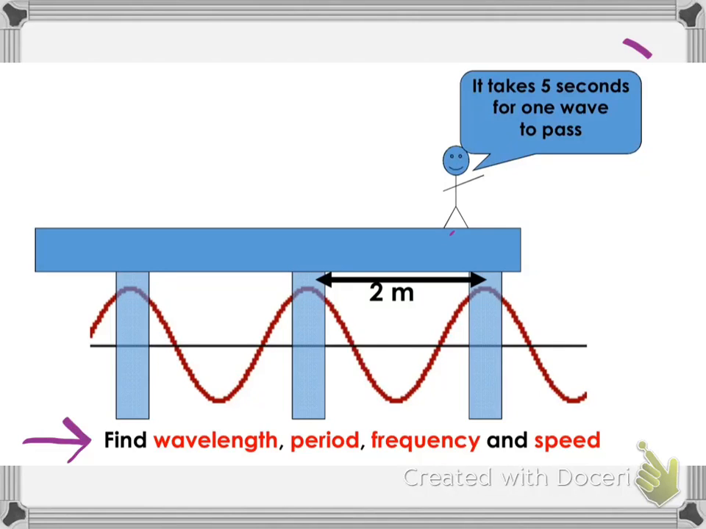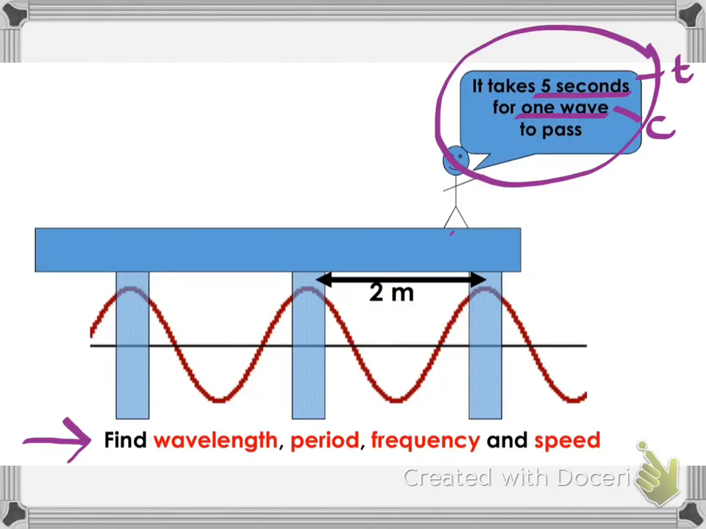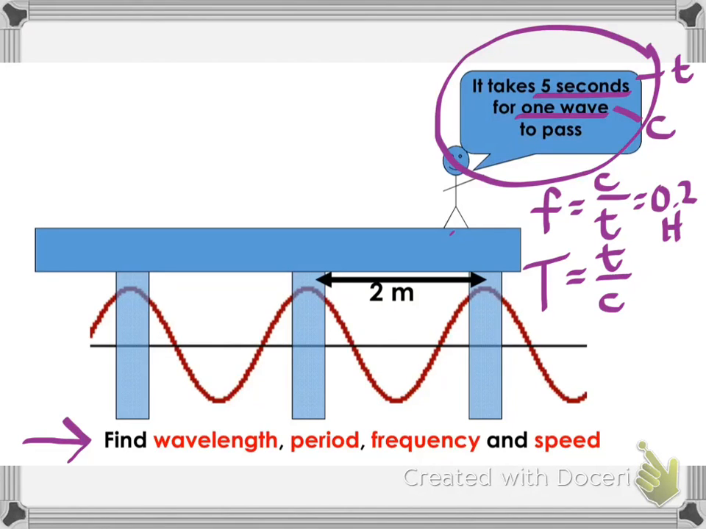And so I have them focus on the speech bubble to start. It tells you it takes 5 seconds for one wave to pass. So the seconds is telling us the time it takes for the amount of cycles. We can use that information to find frequency by doing the cycles over time, or to find period by doing time over cycles. I go through the calculations to get 0.2 hertz for frequency and 5 seconds for period.